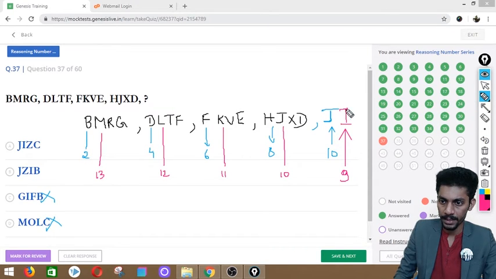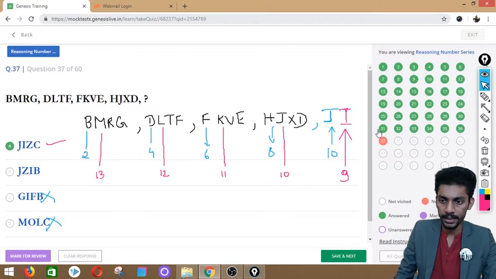So which option is having J and I? That is option A. Once you get one unique option, take the answer instead of solving everything. Why waste time? We know that J and I is there only in option A. So option A is the answer. We need not solve the remaining thing. Answer is option A. Clear?